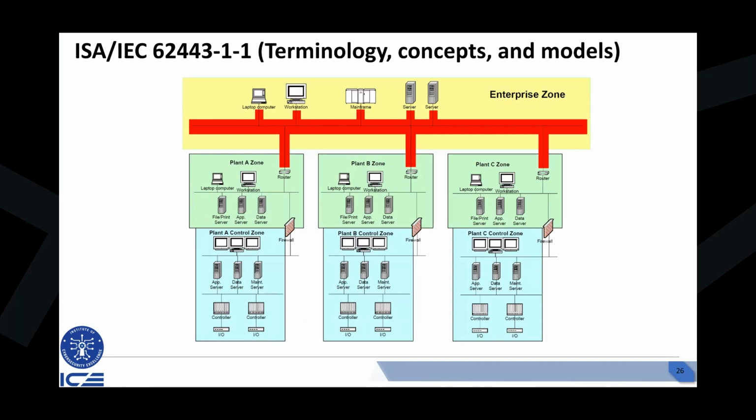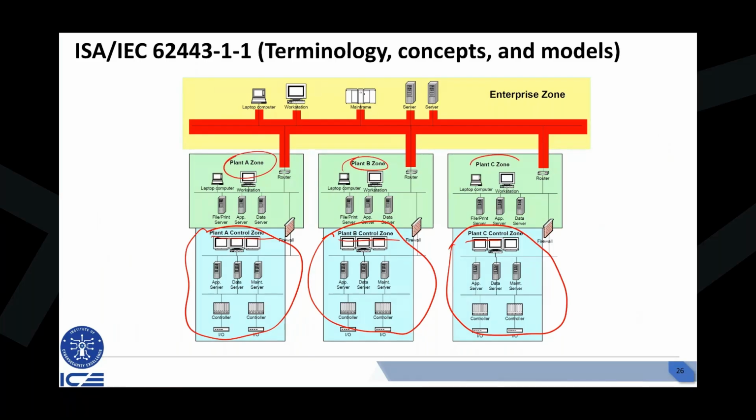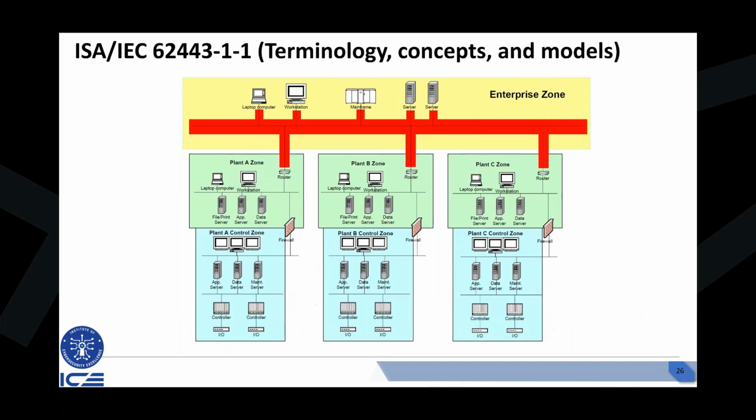It describes how you segregate your facility into different zones, the plant A control zone, B control zone, and then you have these green zones for different plants, and then there's an enterprise zone. This is a cybersecurity model. This is not just a control system hierarchy. So the concept of zoning and segmentation and conduits is also described in 1-1.